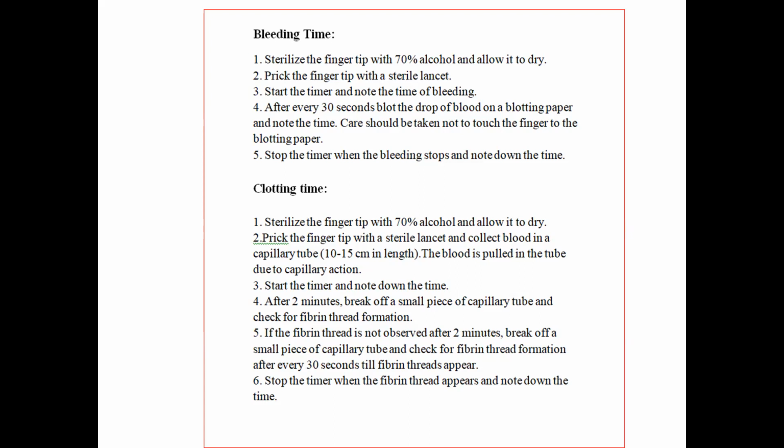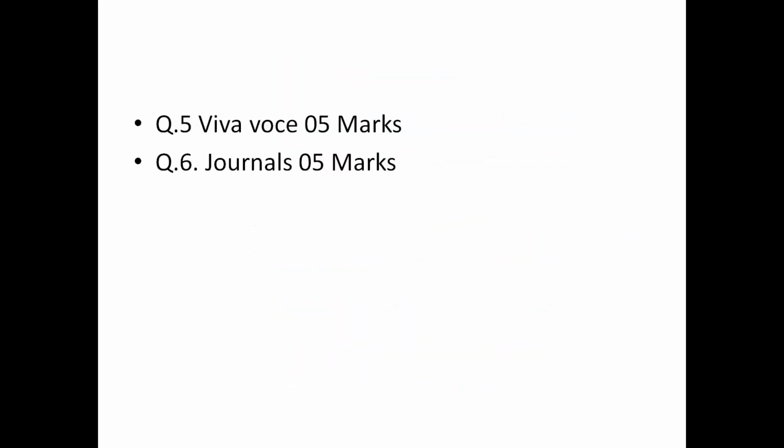Now after 2 minutes, you will just keep it like this. After the 2 minutes, you will break off a small piece of the capillary tube and check for the fibrin thread. Checking the fibrin thread is very, very important in this practical, because a very small thread will form. Otherwise, you will keep on breaking the capillary and you will not get that fibrin thread. Once you feel the blood has started to clot, that time you will note as the clotting time. If the fibrin thread is not observed, you will break a small piece after every 30 seconds. Now next is Viva Voce, which is based on the theory, for 5 marks.